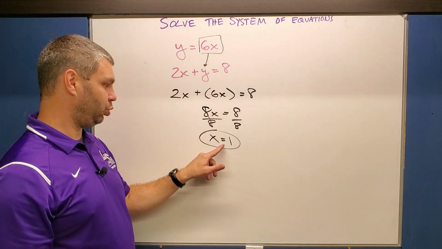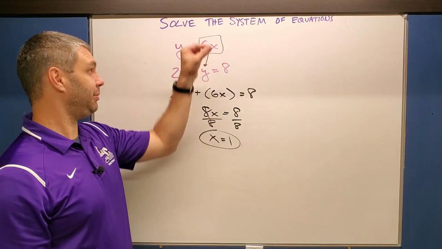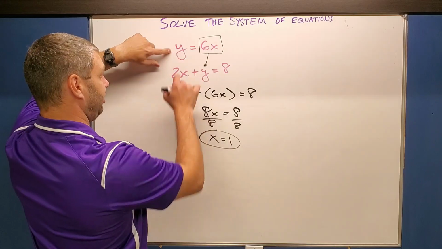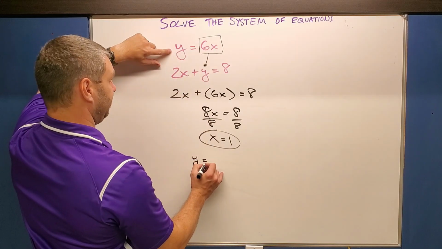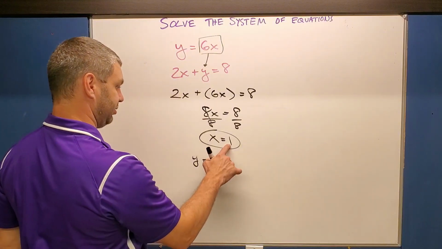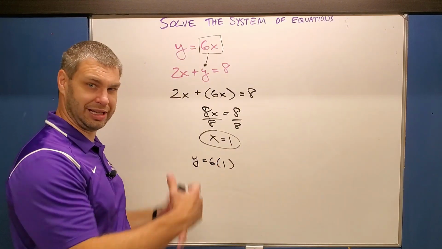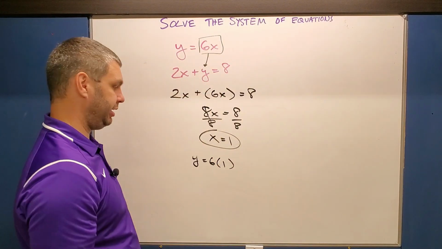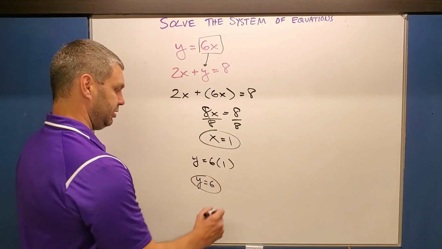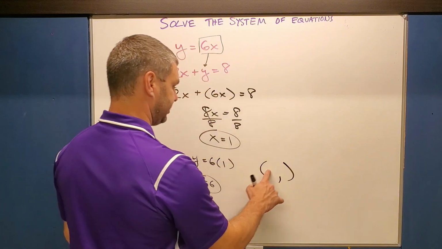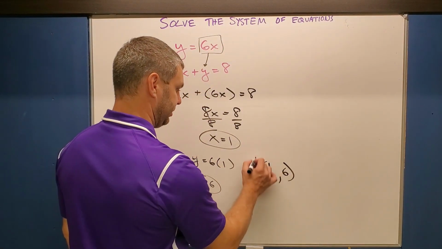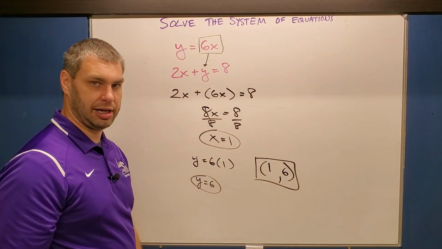So what we need to do with this 1 now is plug it back into probably the one that has that box around it, or whatever our isolated variable was. So I'm going to say y equals 6, but then instead of x, I'm going to say times what my x equals, which is 1. So we're kind of doing it backwards for the other equation. Of course, 6 times 1 is 6, so y equals 6. Just like before, we're going to write our answer as an x, y ordered pair, where x is 1 and y is 6.